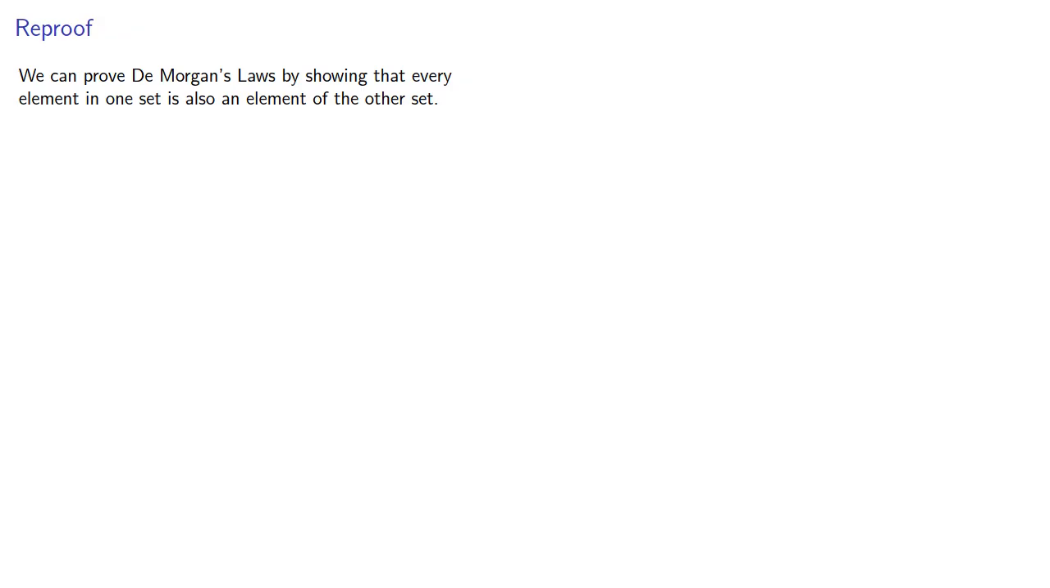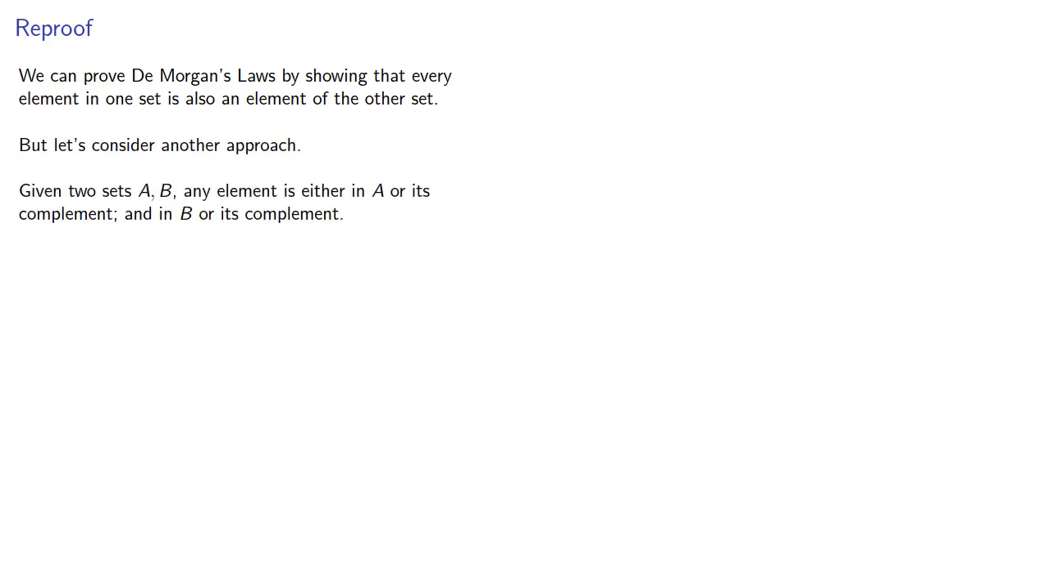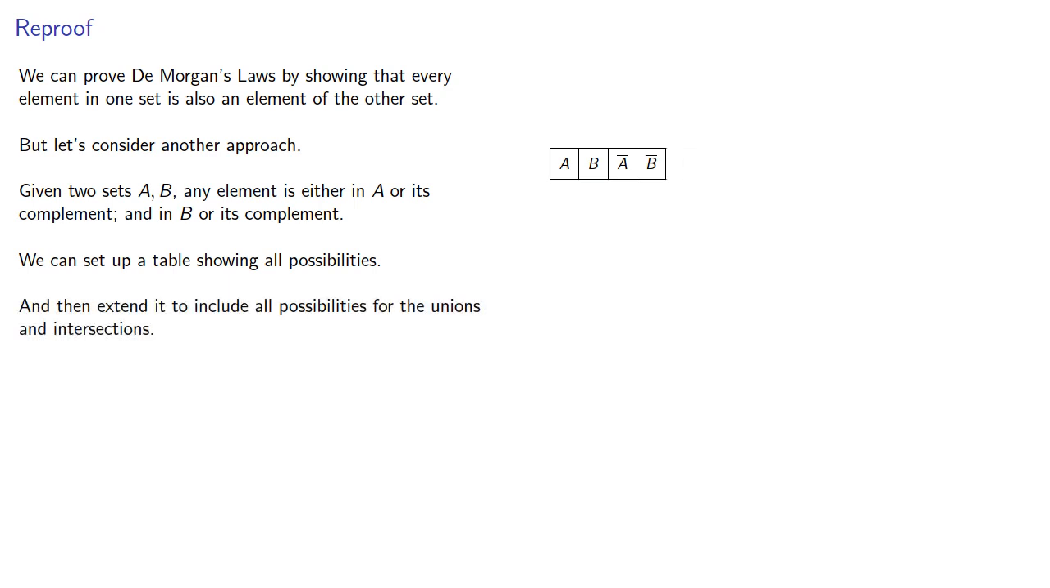We can prove De Morgan's laws by showing that every element in one set is also an element of the other set. But let's consider another approach. Given two sets A and B, any element is either in A or its complement, and in B or its complement. And we can set up a table showing all possibilities, and then extend it to include all possibilities for the unions and intersections.